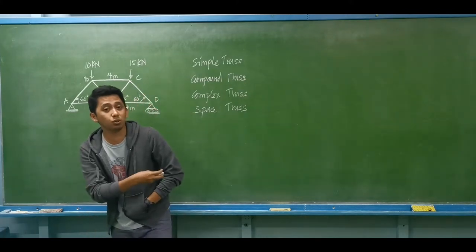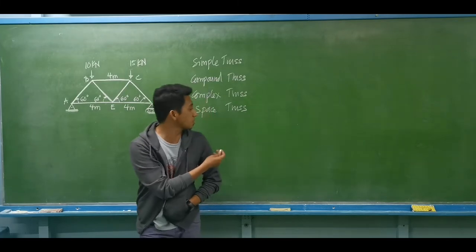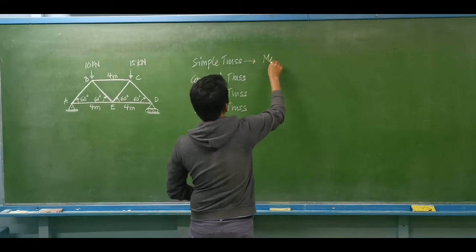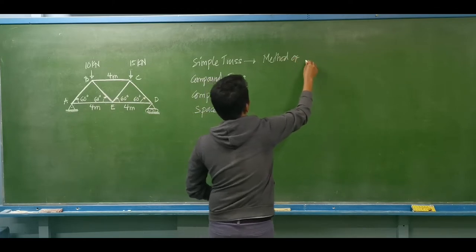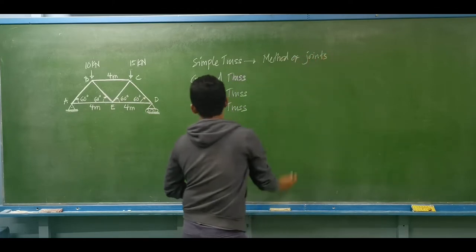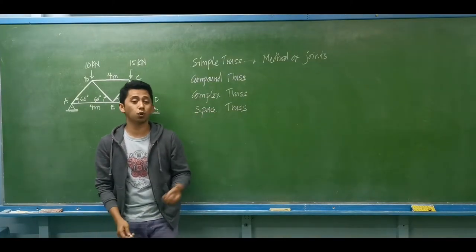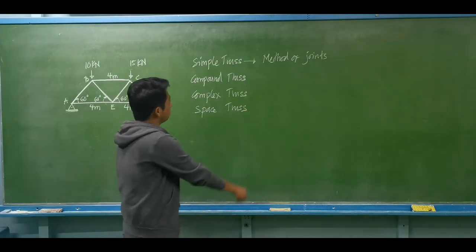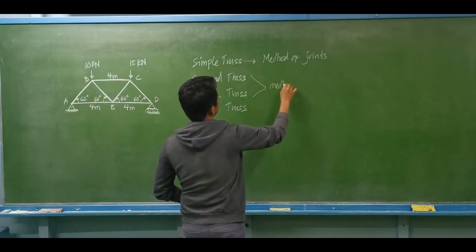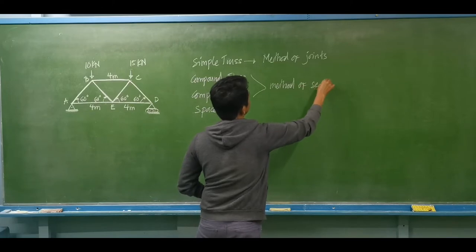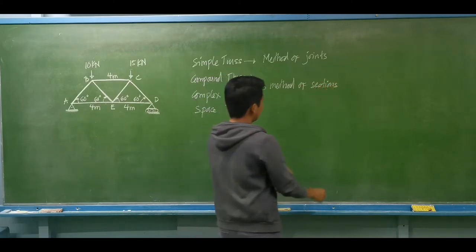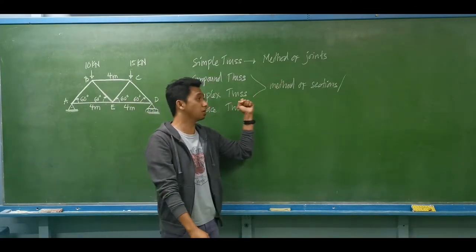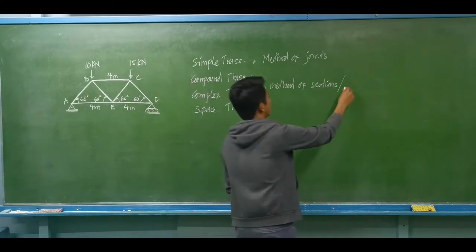Okay, so what are the methods that can be used to analyze these determinate trusses? Usually, for a simple truss, you may use the method of joints. So method of joints, if you have a joint having a maximum of two members with an unknown bar force. Then for compound and complex, you may use the method of sections. Then you may continue using the method of joints after doing the method of sections. So it can be a combination of method of sections and method of joints.